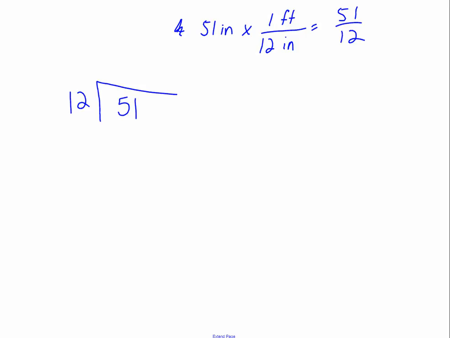So how many times does 12 go into 51? Well, we already figured that out. It was 4. 4 times 12 gives you 48. And what's your remainder? 3. So 4 feet, 3 inches. Okay, your remainder is how many inches were left over. So that would be 4 feet, 3 inches. That works too. I don't know if that's easier.